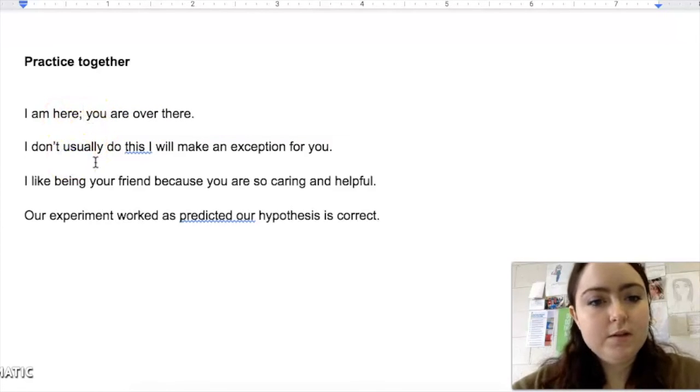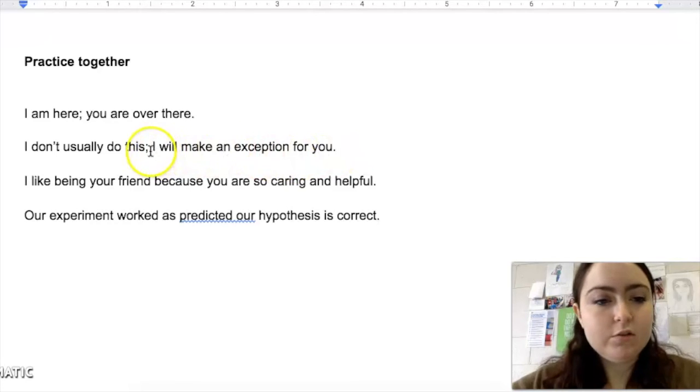I don't usually do this. I will make an exception for you. Alright, we could just put a semicolon there, call it a day. I feel like we need a transition word in here, so let's decide, should we put however or therefore?